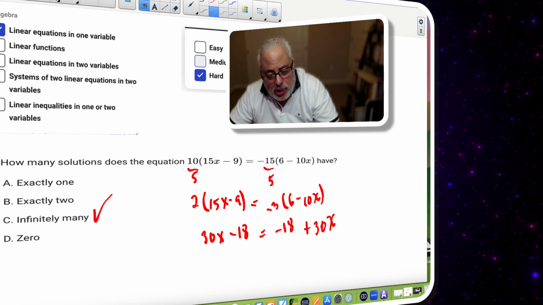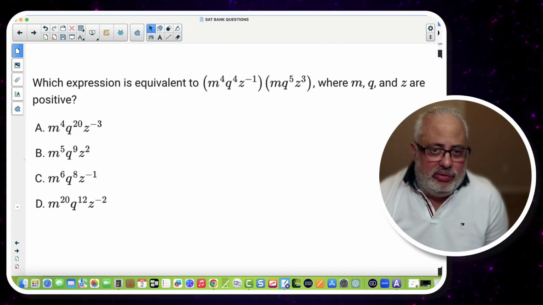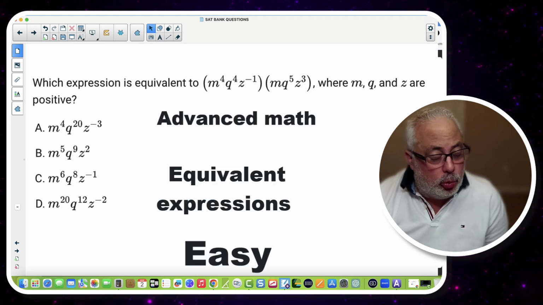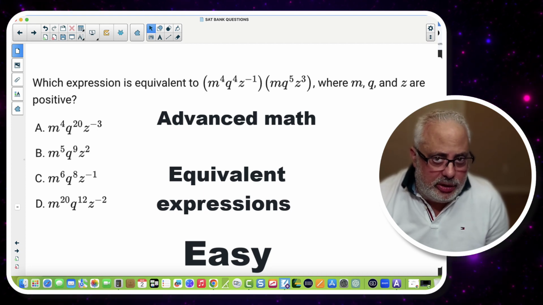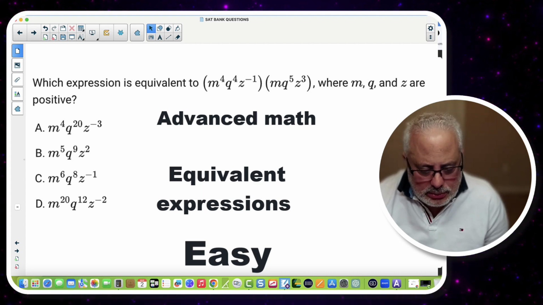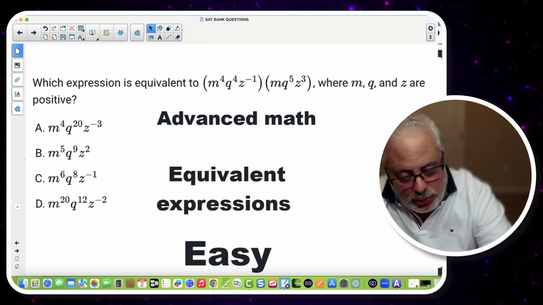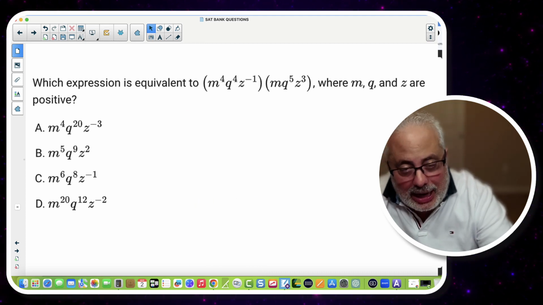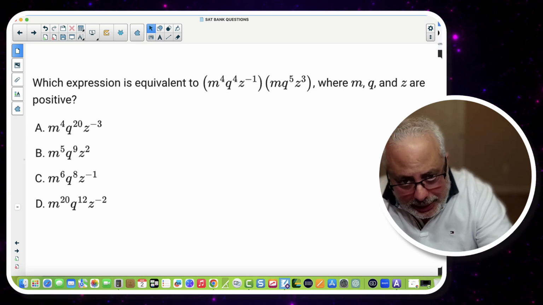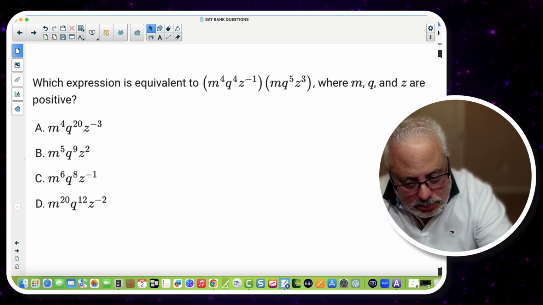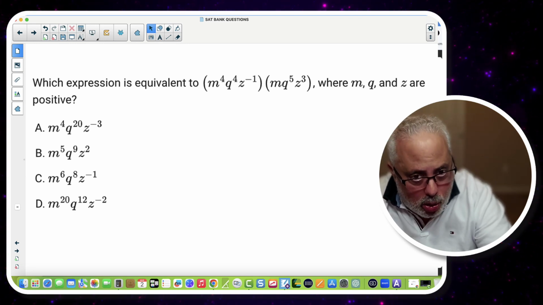No discussions about this hard question of the algebra domain. This is an example of advanced math, equivalent expressions, that's the skill, and a level of difficulty easy. So again, we are now working with the algebra domain. We are working now with the advanced math domain. And we are working with the topic or the skill equivalent expressions. And the category here is 1 out of 3.